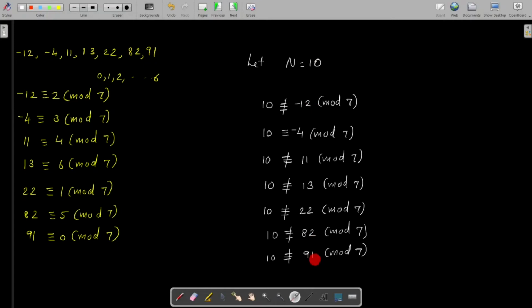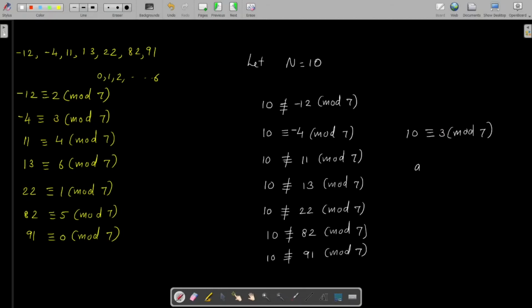It is demonstrated here, and you may verify that 10 is congruent only to negative 4 in this collection. And actually, when 10 is divided by 7, the remainder is 3. Therefore, 10 is congruent to 3 mod 7, and this 3 is congruent to negative 4 mod 7.